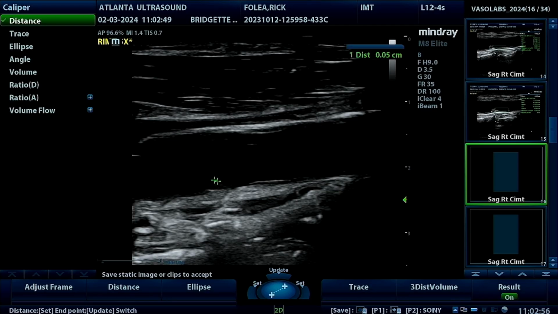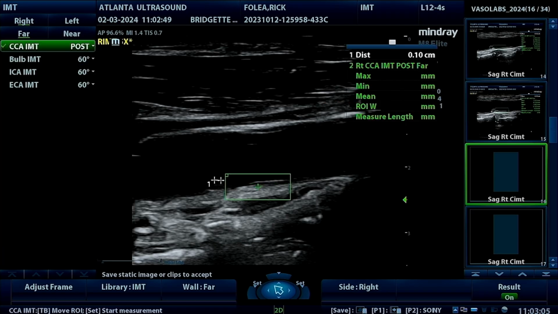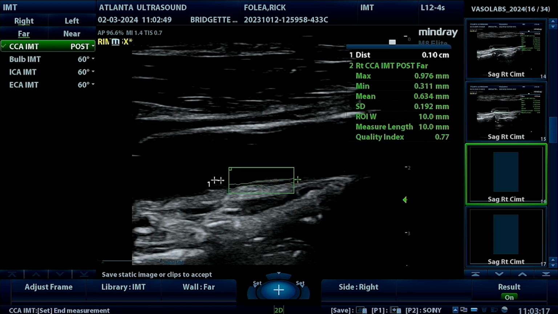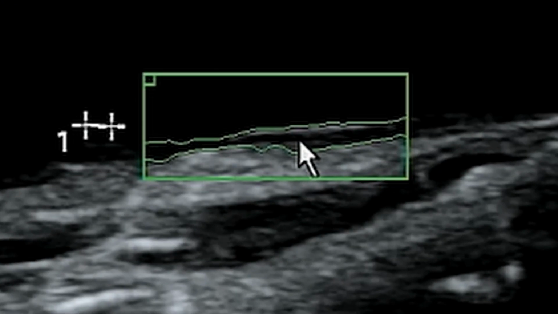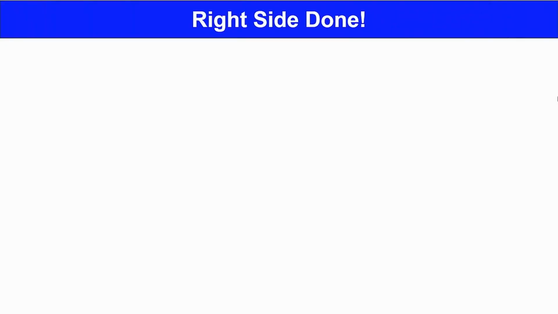Drop the first marker. 1 millimeter away, we drop the second marker. Grab the common carotid IMT box, posterior view, and move things around a bit till we get a good measurement. Notice that this box didn't start right at the edge of the cursor, so this really wasn't a good measurement that we'll be able to replicate later. But it is very representative of the area, so we'll go with it. This posterior angle is much more representative of what a clean arterial wall should look like. We're now done with the right side.